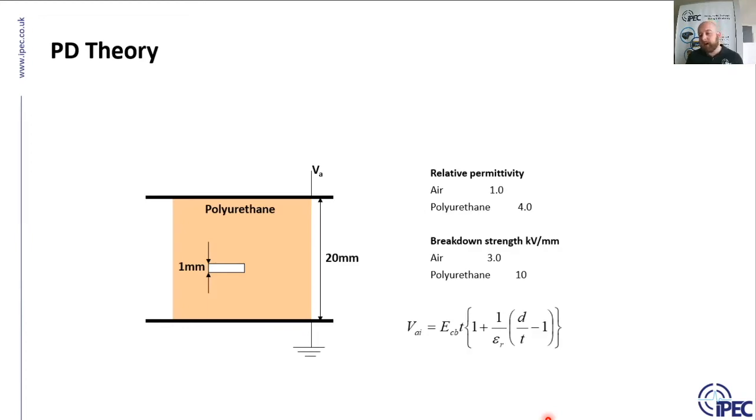The breakdown strength of air is 3 kV per millimeter. So over a 20 millimeter air gap, that could withstand a 60 kV insulation. The breakdown strength of this polyurethane, this XLPE essentially, is 10 kV per millimeter, so over a 20 millimeter insulation that could handle 200 kV. However, the problem is that because you've got a combination in our defect here, because you've got some XLPE, then you've got a gas-filled void or an air gap, and then you've got more XLPE.